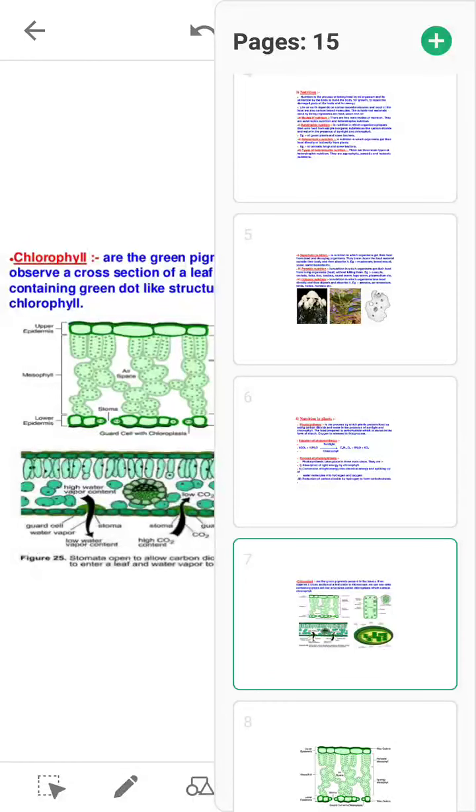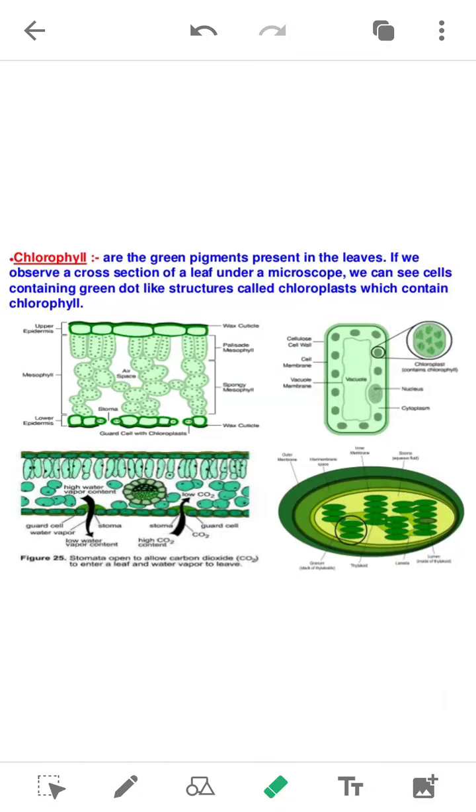Now let us know in detail about chlorophyll. Chlorophyll is nothing but a green pigment present in the leaves. If you observe a cross section of a leaf under a microscope, we can see the cells containing green dot-like structures. These are called chloroplasts, and these chloroplasts contain chlorophyll.